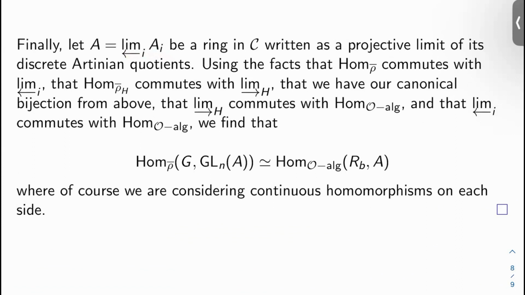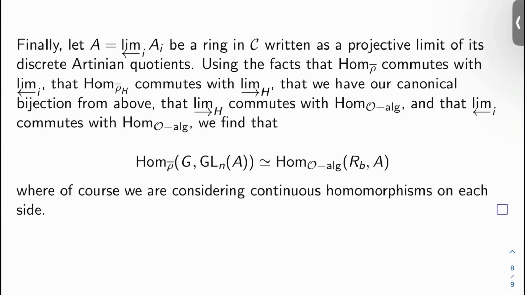And here are the facts you need to finish, I'll tell you. Hom rho bar commutes with the inverse limit over I. Hom rho bar H commutes with the limit over H. And all these are basic category theory and homological algebra facts. We also have the canonical bijection in the finite case. You'll need that. We also have that the limit over H commutes with O algebra homomorphisms. And we also have that the inverse limit over I commutes with O algebra homomorphisms.